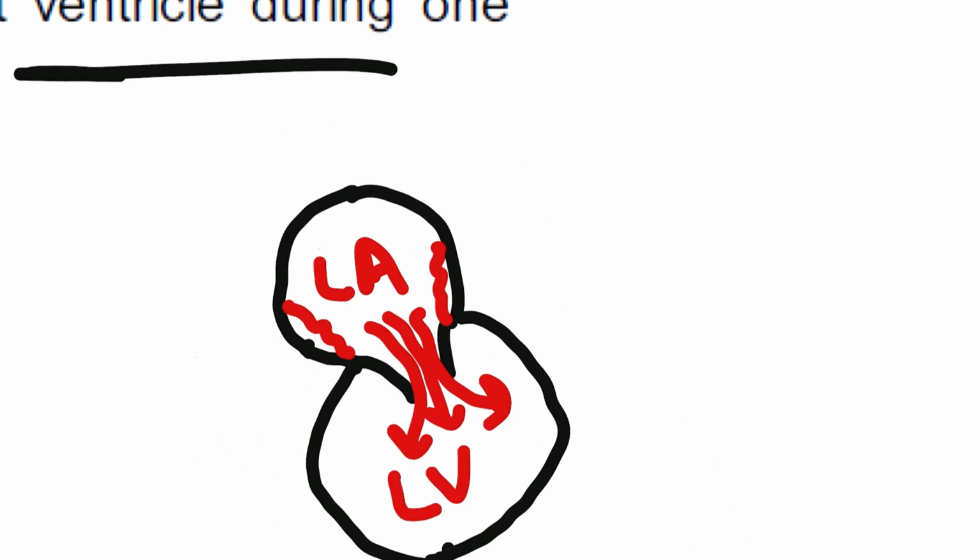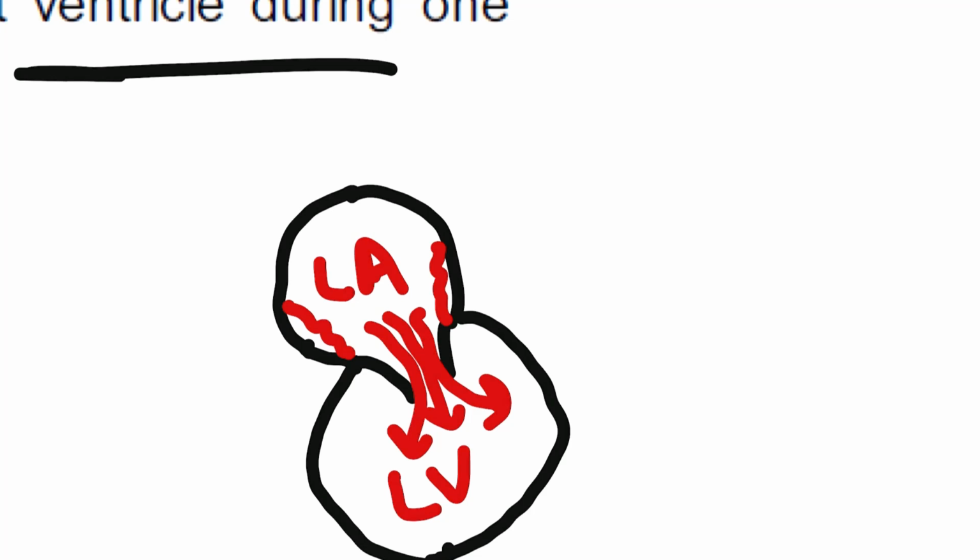There is no energy required. There is no active process. Most of the blood during the cardiac cycle flows from the left atrium into the left ventricle during diastole by passive filling. The small amount of blood that remains in the left atrium is pushed by the atrial systole.